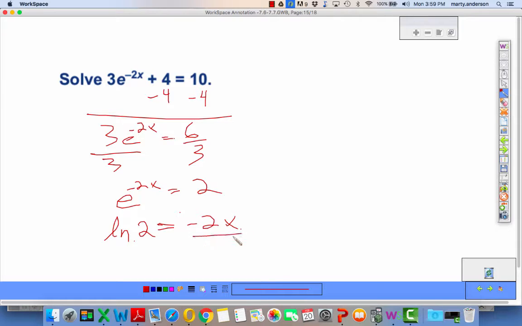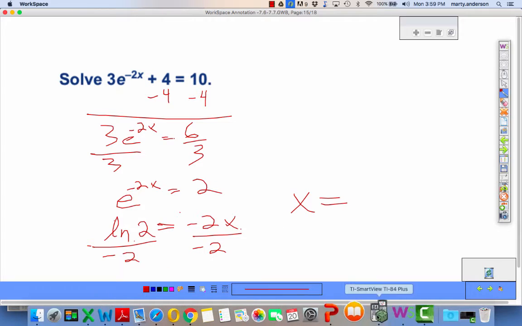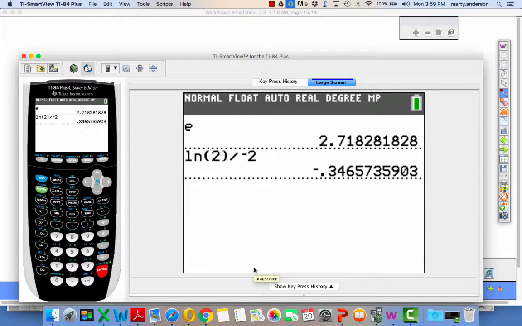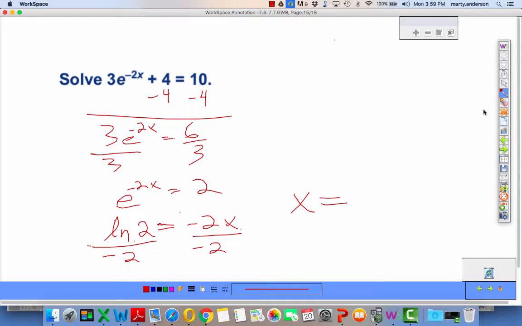ln of 2 is something your calculator will do for you. Take and plug a negative 2 in. X is equal to whatever ln 2 divided by negative 2 is. I got ln 2 divided by negative 2. I got negative 0.3466. 4 places is fine. Negative 0.3466.